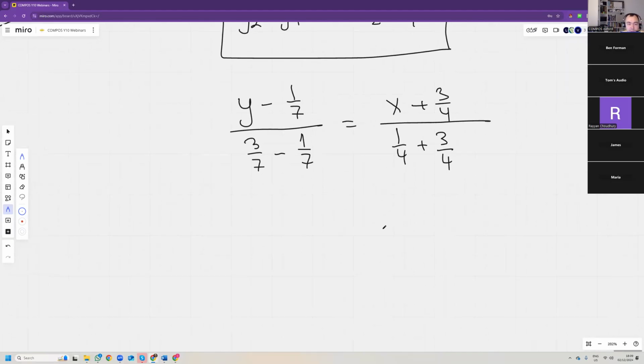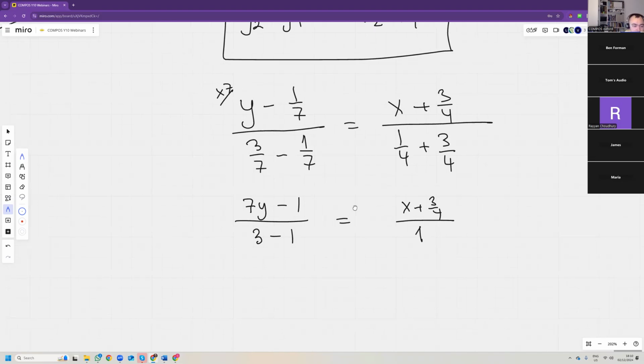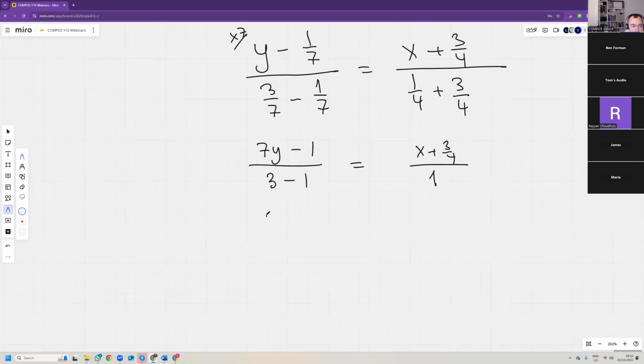And that looks horrible, but it actually isn't. I'm going to multiply the first fraction by 7. So I got 7y. Minus 1 divided by 3 minus 1, which is 3 minus 1. So I'm going to times top and bottom by 7. And here it's going to be x plus 3/4 divided by 1. And this is 2. So 7y minus 1 by 2 equals x plus 3 over 4.